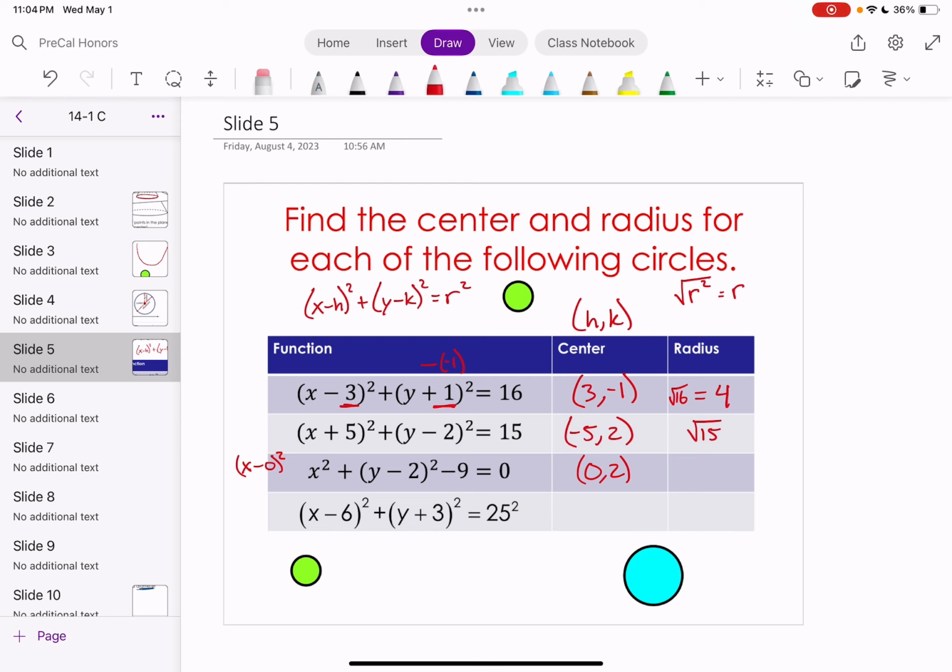We're going to add 9 to both sides. And when we do, we're going to still grab the square root of both sides. The square root of 9 is 3 for the radius. Our last step is going to be grabbing the center for the fourth question, which would be 6, negative 3.